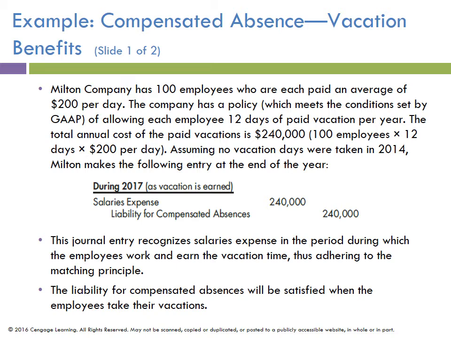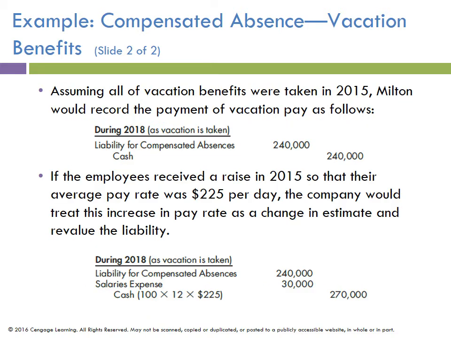So we've adhered to the matching principle. Assuming all vacation benefits were actually taken the next year, and that should say 2018, not 2015, Milton would record the payment of vacation pay as follows. As they're paying this, any compensated vacation pay that they accrued last year, they'll debit the liability for compensated absences, credit cash. So the assumption there is all of them were taken.